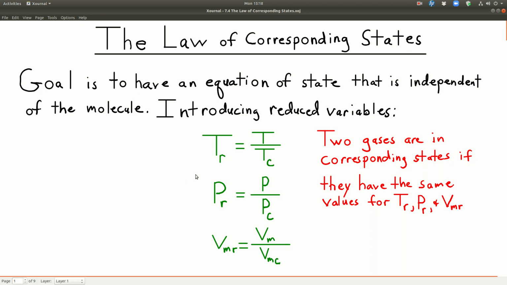Because molecules at their critical state are going to behave pretty similarly, it makes sense that if the ratio of the temperature to the critical temperature and the pressure to the critical pressure, etc., is the same for two molecules, which means that their reduced temperature, pressure, and volume are similar, then we'd expect those molecules to behave similarly under those conditions.